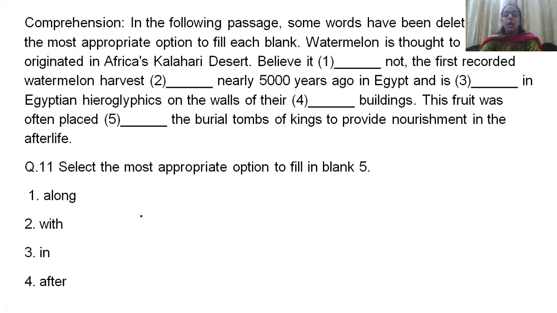Question number 11. This fruit was often placed dash the burial tombs of kings to provide nourishment. In the burial tombs, along with the burial tombs, with the burial tombs, or after the burial tombs. Definitely these are placed in the tombs to provide nourishment to the king after their life. Because we're talking about the burial tombs, burial means in which the kings are buried. So definitely as per position, the preposition in goes with the sentence.